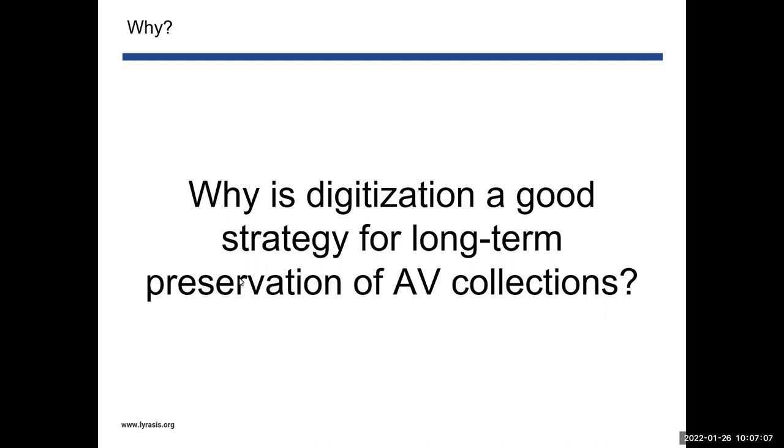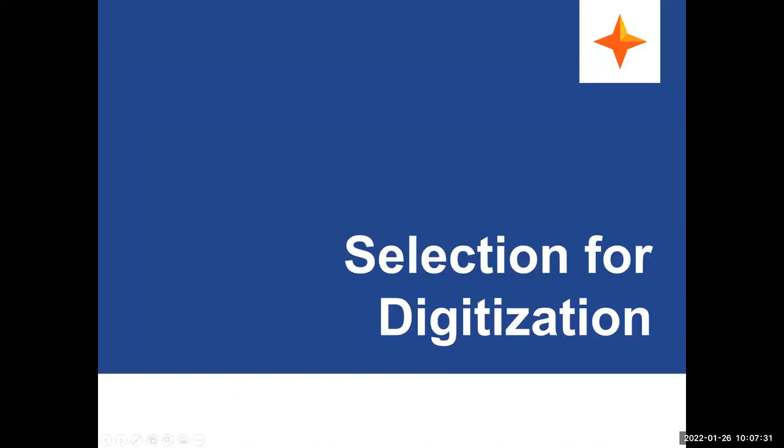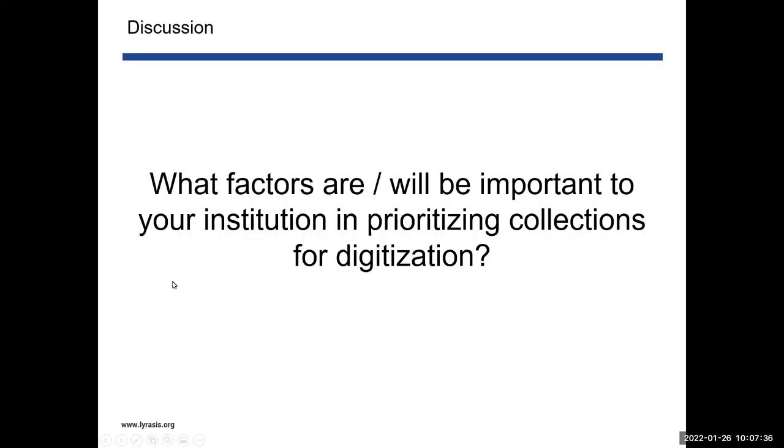But then we have another question, because usually you can't digitize everything. Sometimes you can. Maybe you've got just a handful of films or a few videotapes, and the rest of your collections is photos. But if you've got a large collection of AV, or even a small collection, and you need to choose what to digitize first, you need to make some choices. So what factors are or will be important to your institution in choosing which collections or items to digitize first, or which to digitize period and which won't be digitized?